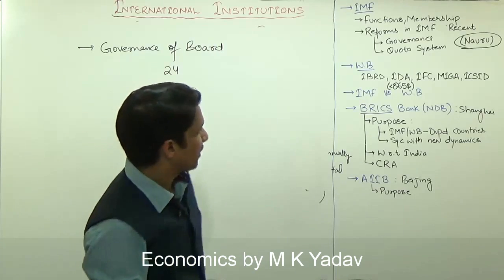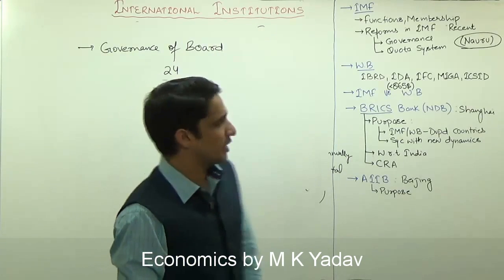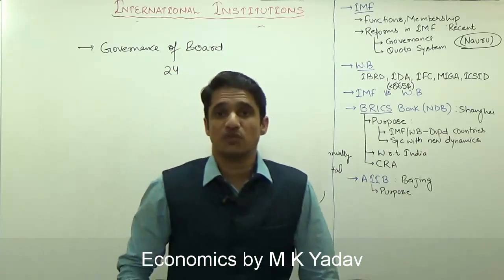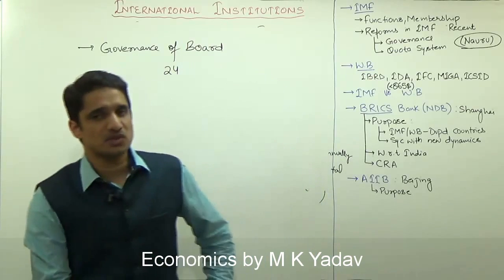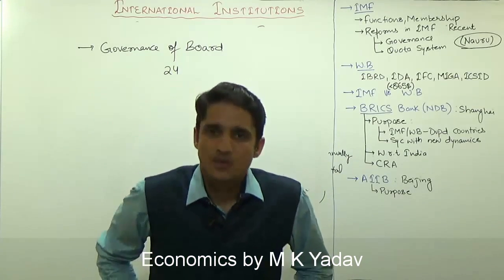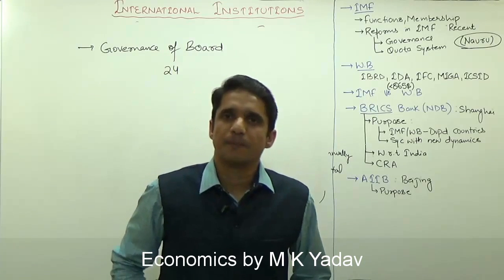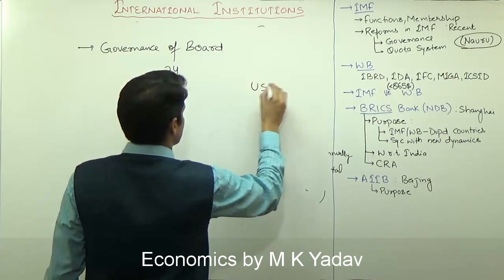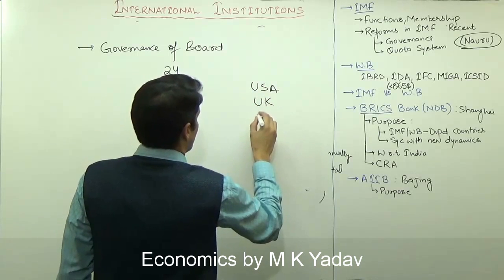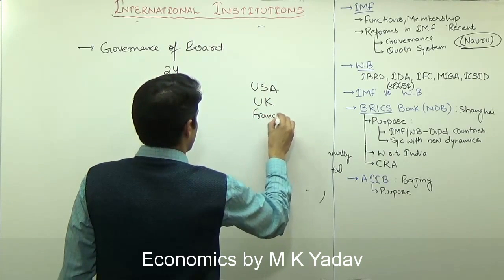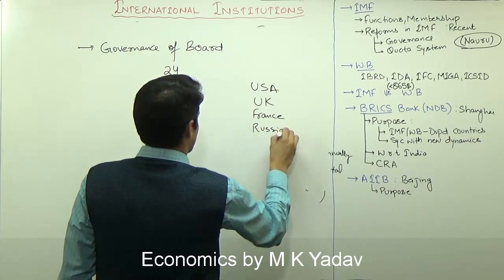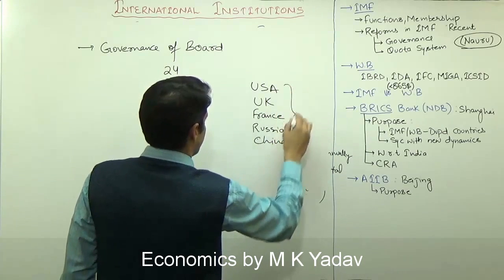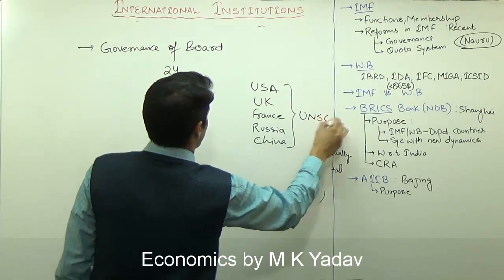The thing is, the 5 permanent members of the United Nations Security Council, UNSC, we can say the 5 winners of World War II. What are these 5 members of UNSC? We have USA, after USA we have UK, then we have France, then Russia, and then China.